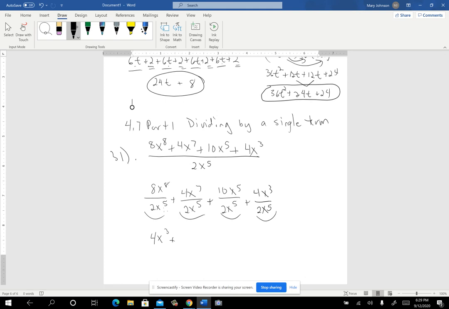Okay. For the second term, 4 divided by 2 would be 2. 5 of those x's cancel out. I'll have 2 left. Here, this one's a little tricky sometimes. There's 5 x's on top and 5 x's multiplied together on the bottom. That would actually equal 1, okay? But then 10 divided by 2 would be 5.